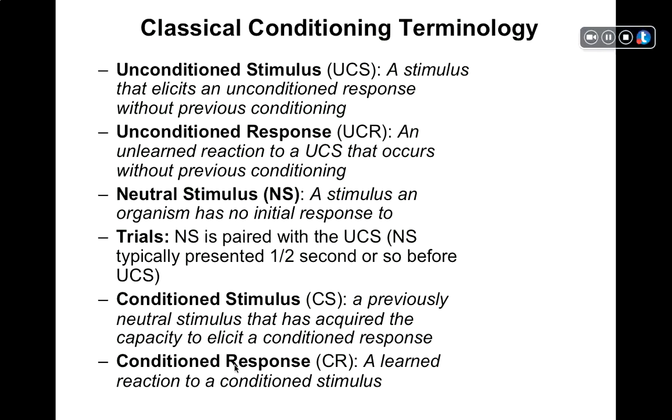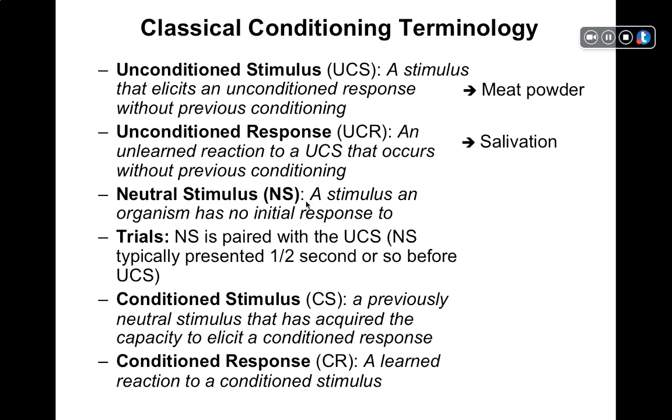So we're going to go through this again, going over the terminology. An unconditioned stimulus, again, is a stimulus that elicits an unconditioned response without previous conditioning. So what was the unconditioned stimulus in the early Pavlov studies? It was the meat powder. The meat powder elicits an unconditioned response. An unconditioned response, a UCR, is an unlearned reaction to an unconditioned stimulus that occurs without previous conditioning. So the unconditioned response was the salivation.